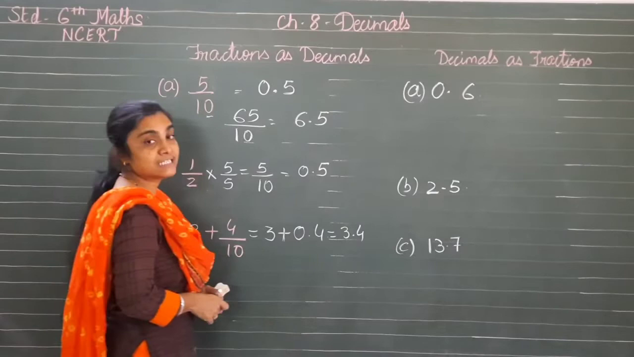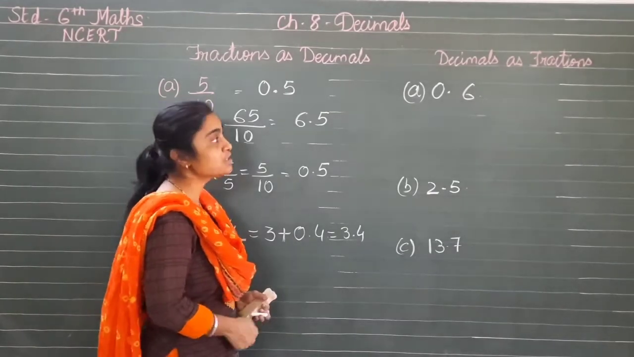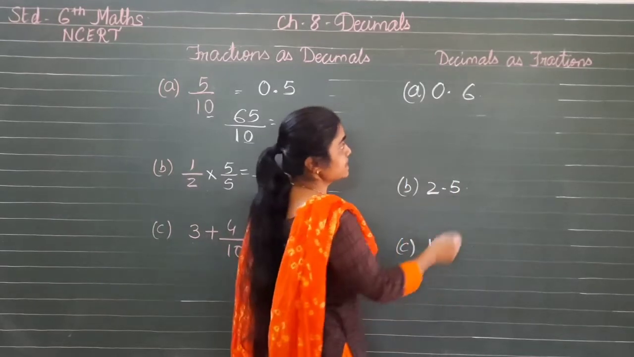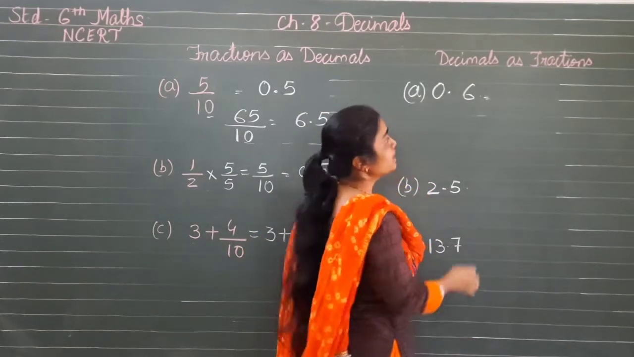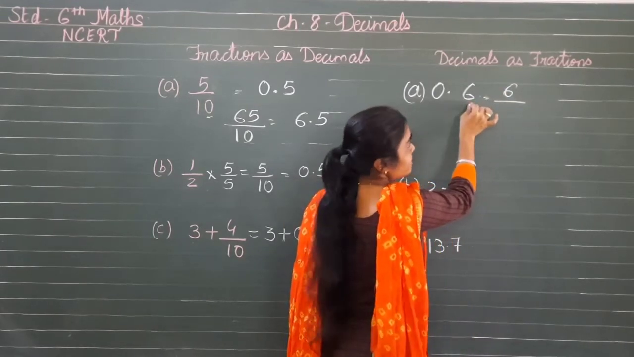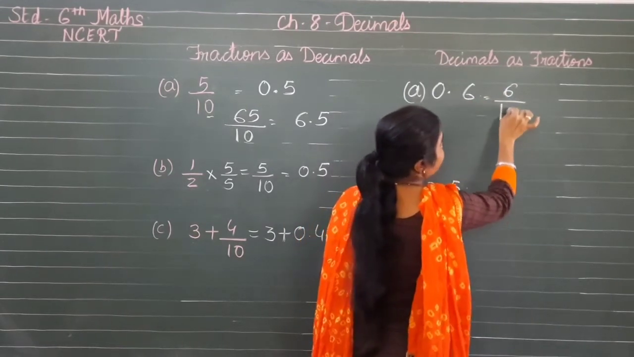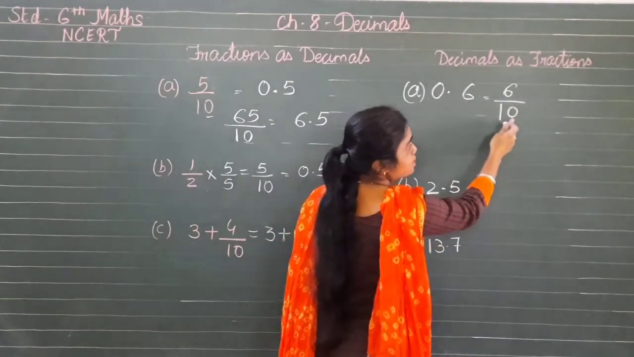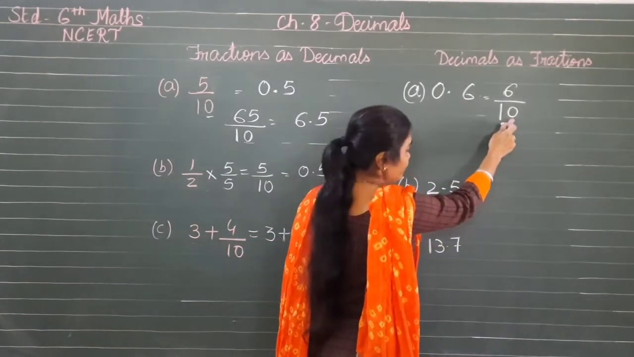Now we will see that decimals can be converted into fractions also. So the first one is 0.6. You have to remove the decimal point, so this will become 6, and there is one digit after the decimal point. So in the denominator you will write down 10, because there is one digit after the decimal point, so 1 0 in the denominator.